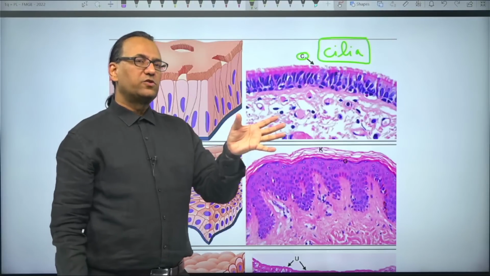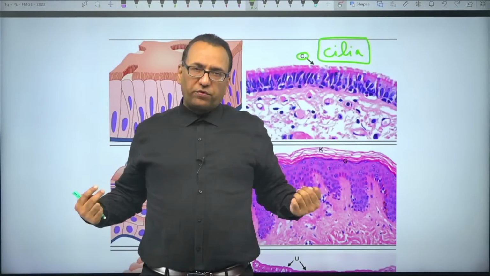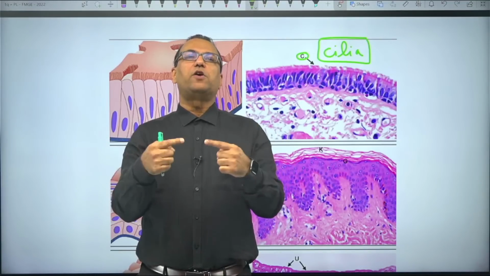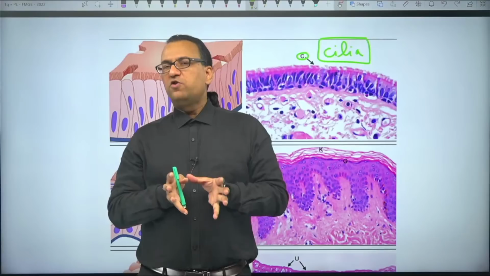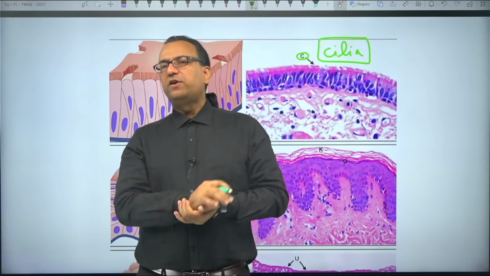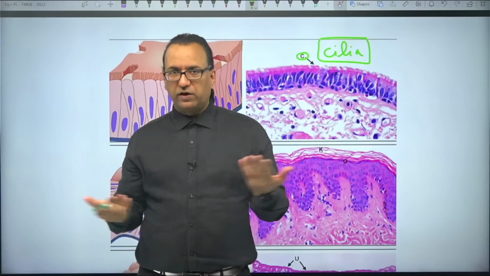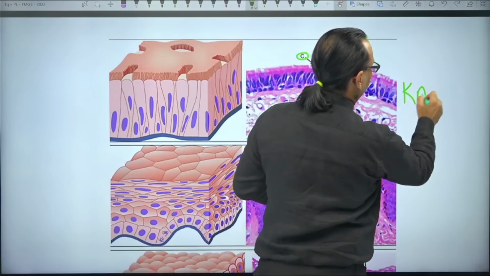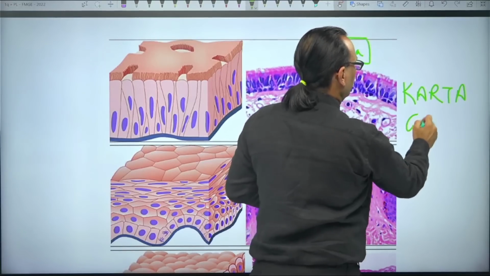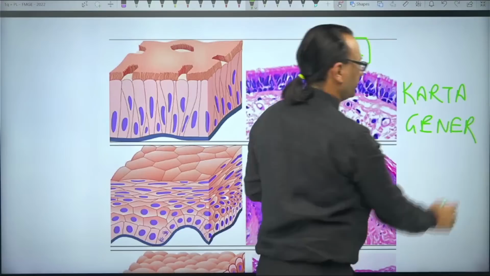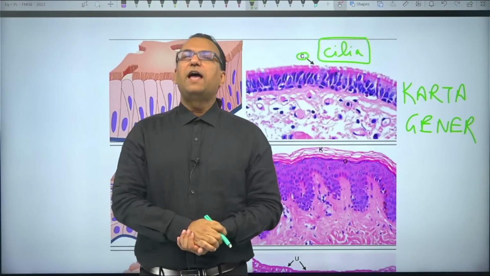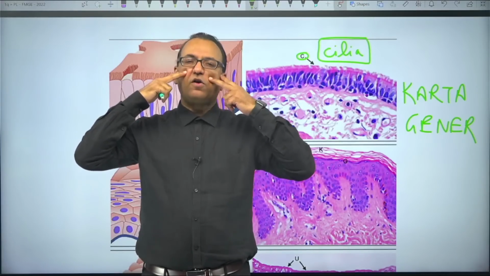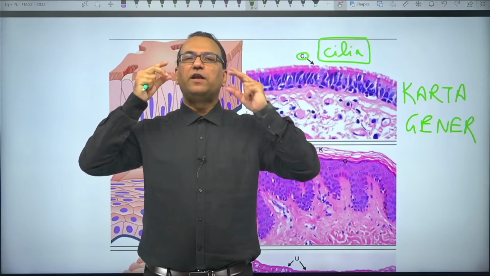Cilia can be at other places also. A question comes: in the uterine tube also you need cilia to move the conceptus towards the uterus, because implantation should be in the uterus. What will happen if we don't have cilia, or if the cilia are not moving? For example, Kartagener syndrome, which is immotile cilia syndrome, where cilia are there but not moving. What will happen? In Kartagener syndrome, there can be chronic sinusitis, because you are unable to move the bacteria out, so there will be chronic infections.